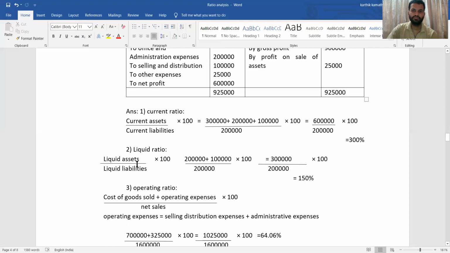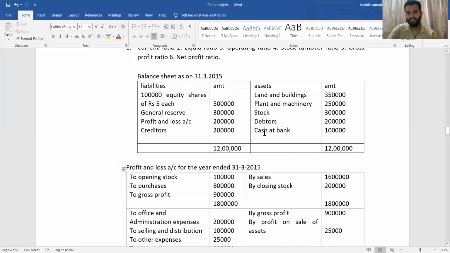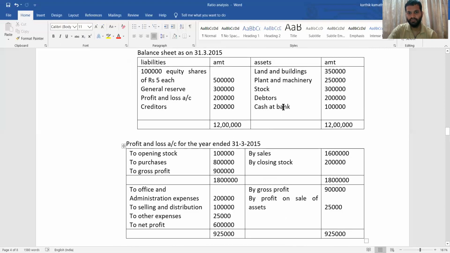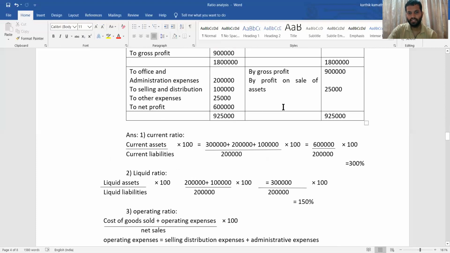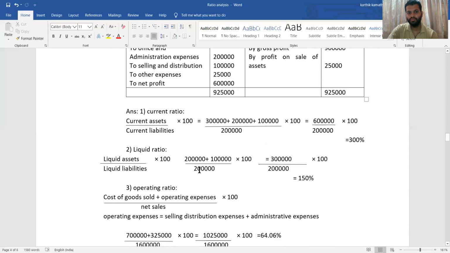Then liquid ratio. The formula for liquid ratio is liquid asset divided by liquid liability into 100. In this problem, liquid asset means only what can be converted into cash very quickly. So here, what you can convert into cash very quickly: debtor information is given and cash at bank information is given. So debtor plus cash at bank will be your liquid asset, divided by liquid liability, only creditor. So that is 3 lakh divided by 2 lakh into 100, 150%.